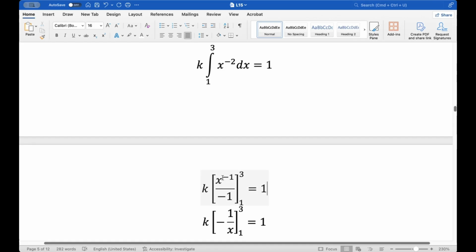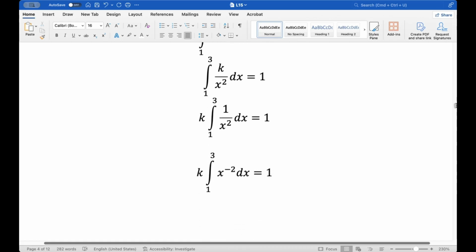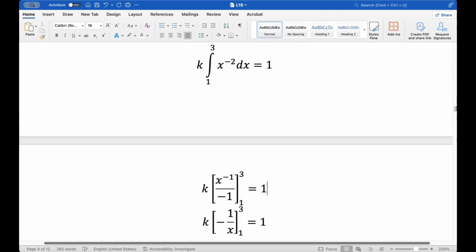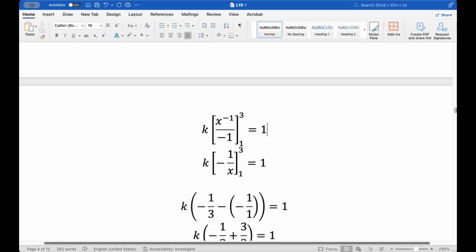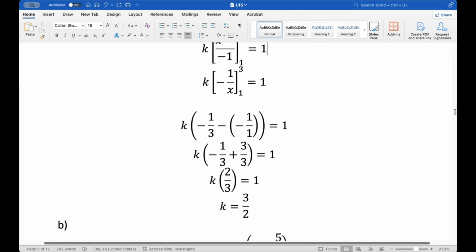X to the negative 1 is the same as 1 over x. So it's negative 1 over x from 1 to 3. And then we do the fundamental theorem, f of b minus f of a. And so we get k times negative a third minus negative 1 over 1. So that's negative a third plus 3/3 or 2/3. K times 2/3 is 1, so k must be 3 over 2.